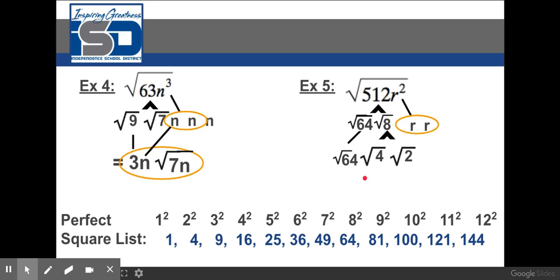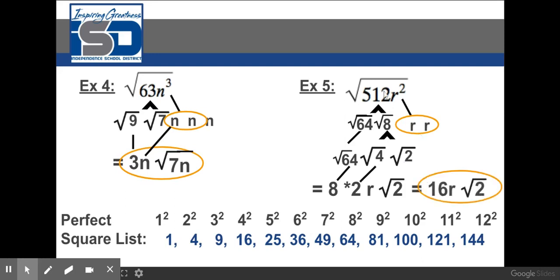So the square root of 64 is 8. The square root of 4 is 2. And we have 1 r that we're taking out. So we would have 8 times 2 times r on the outside. And we'd have the leftover square root of 2. So this simplifies to 16r times the square root of 2. So sometimes the integer we are given will have a larger perfect square than 12.